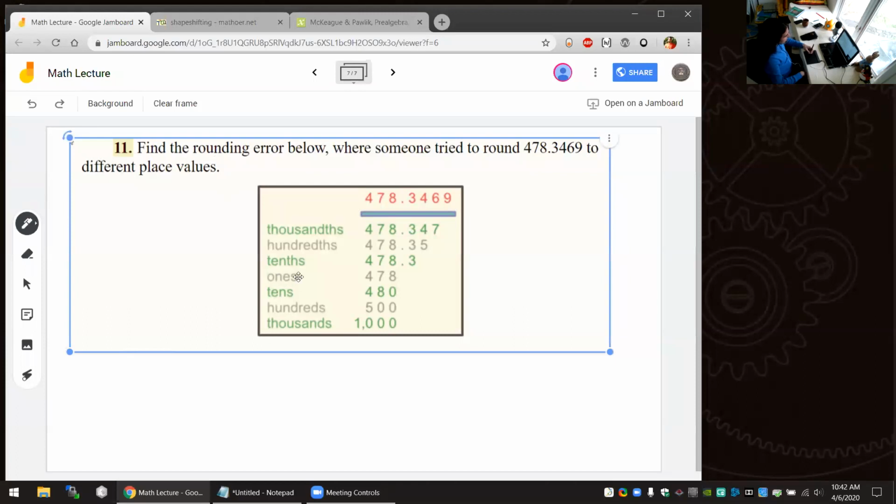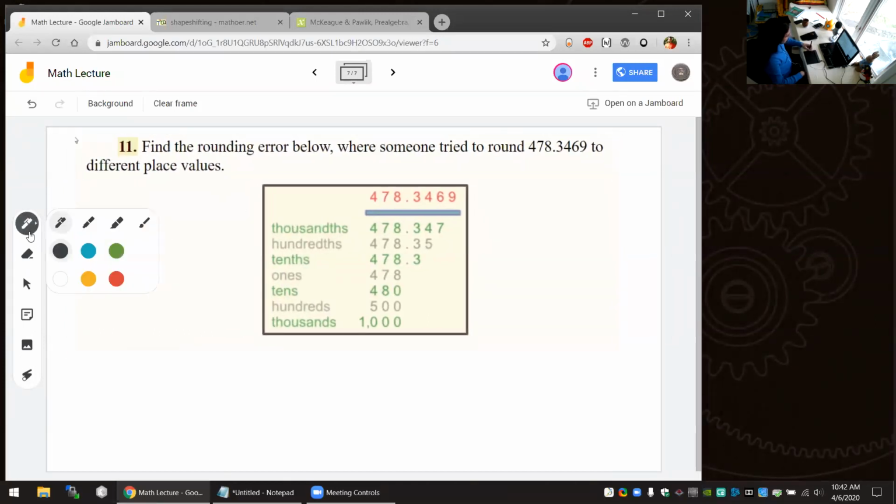Thousands, someone suggested. Yes, for the thousands, I would look at my thousands, which right now is nothing. It's like there's a 0 hiding there. Is 4 5 or more? No. So I would keep my 0 the same. So when I'm rounding to the thousands, I should just say it's 0. It's less than 500. It's closer to 0 than it is to 1,000. So it rounds to 0 thousands.